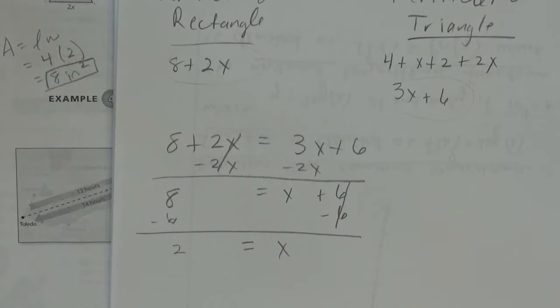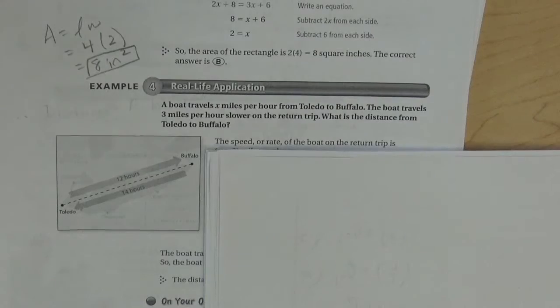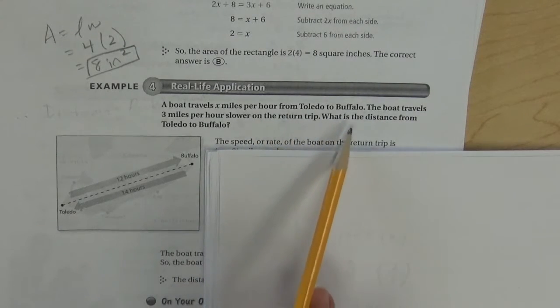So there's the part down here if you need to see that again. Let's look at example 4. A boat travels x miles per hour from Toledo to Buffalo. The boat travels 3 miles per hour slower on the return trip. What is the distance from Toledo to Buffalo?